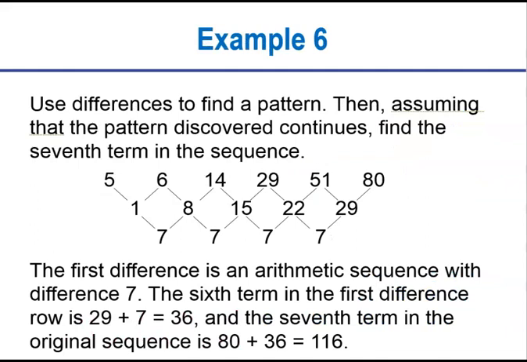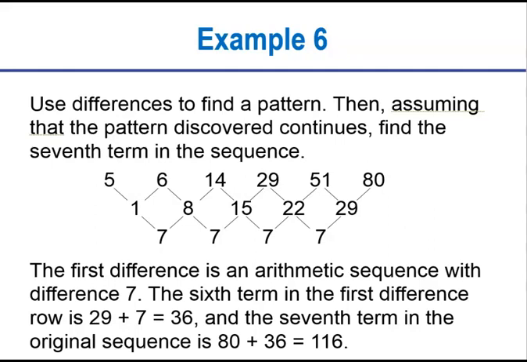Now here's an interesting problem. It says use the differences to find a pattern. Then assuming that the pattern discovered continues, find the 7th term in the sequence. Okay, so notice what's happening here. Between 5 and 6, there's 1 apart. 14 minus 6 is 8. 29 minus 14 is 15. 51 minus 29 is 22. You see what we're doing here? We're just subtracting.